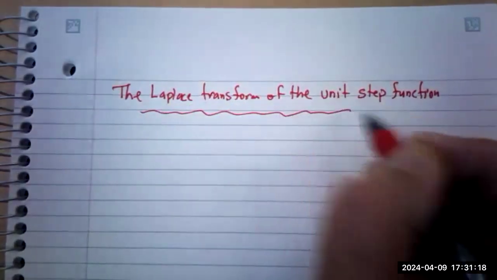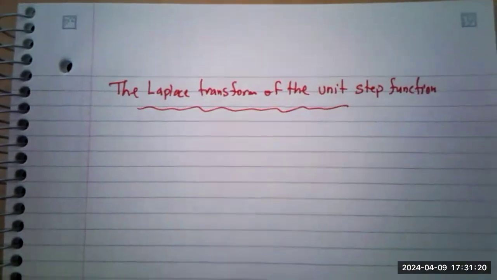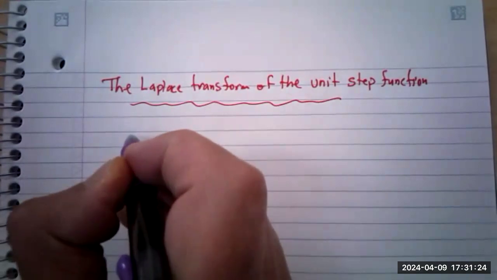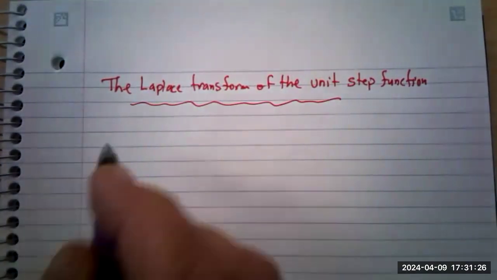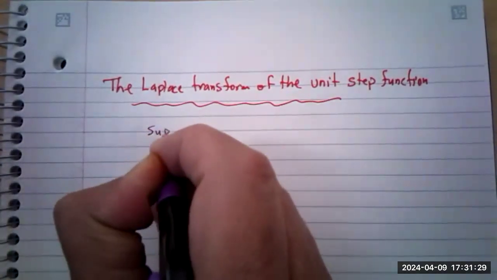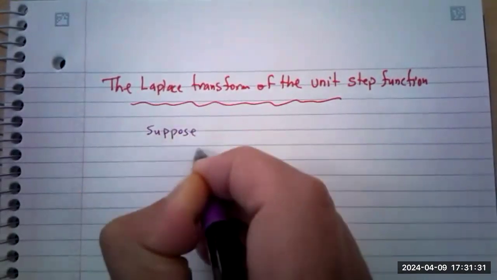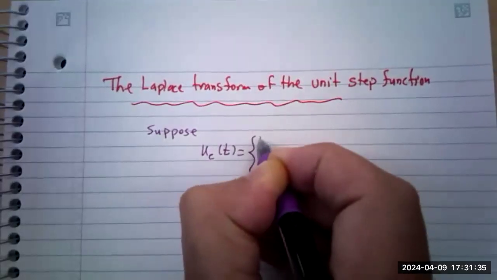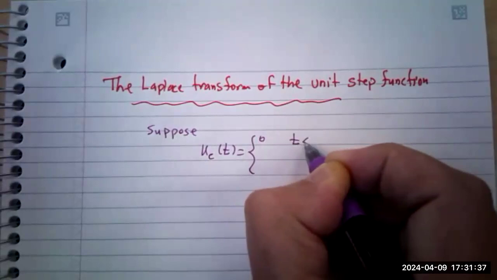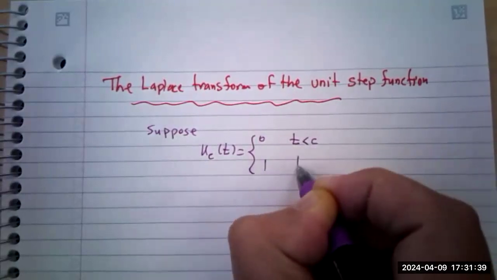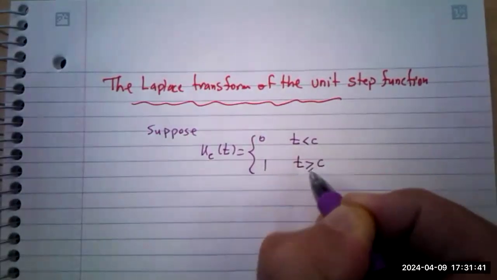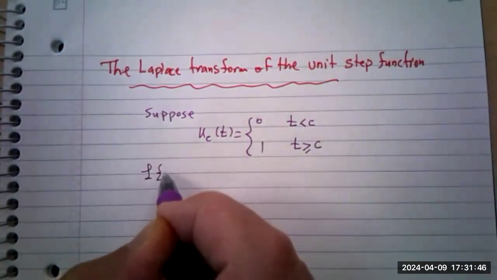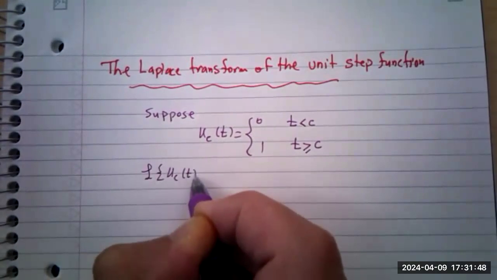That's it. Let's prove it. Let's find out. Okay, this is it. So what we are going to do is, suppose you have this unit step function, u_c(t), equal to 0 when t is less than c, and equal to 1 when t is greater than or equal to c. Okay, so what we are interested in is the Laplace of u_c(t).